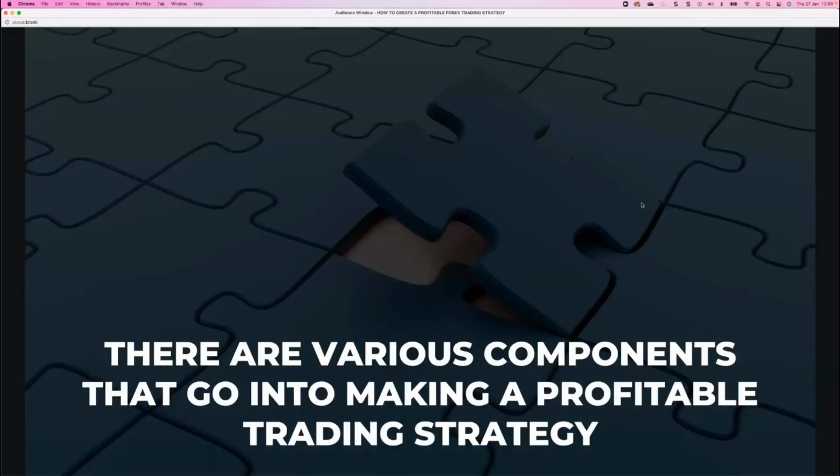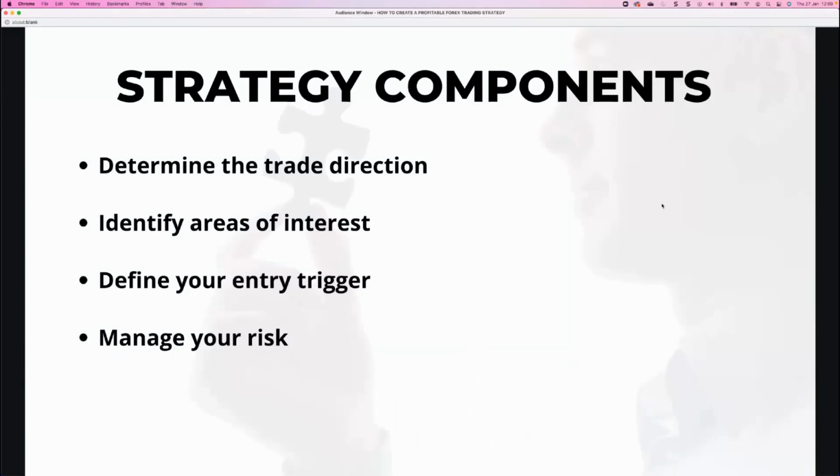So there are various components that go into making a profitable trading strategy. And in this webinar right here, we're going to talk about what those components are. But if we break it down, there are 4 primary components. First, we need to determine the direction that we want to trade in. Once we've determined the direction, we then need to identify areas of interest.